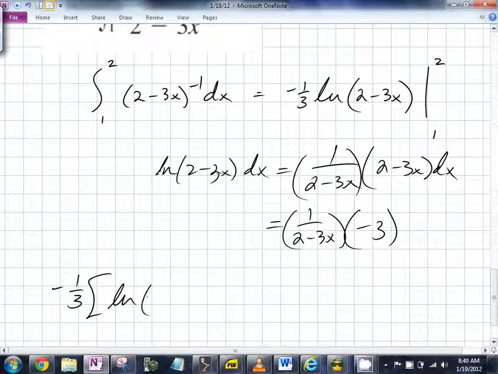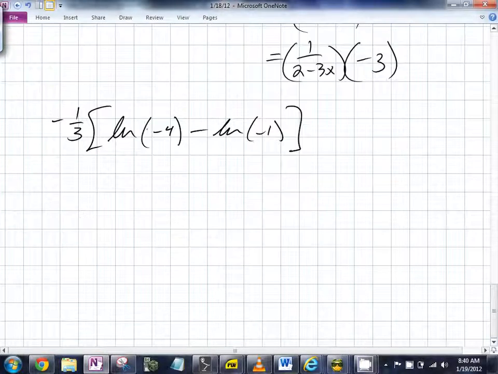Ln of what? Negative 4, exactly. Minus ln of negative 1. Can someone tell me what the, as they say in France, problème is? You can't, it's negative, so what's negative? You can't take the natural log of a negative number, right? So if we've done everything correctly, this thing does not exist.